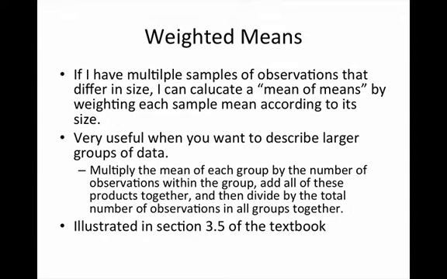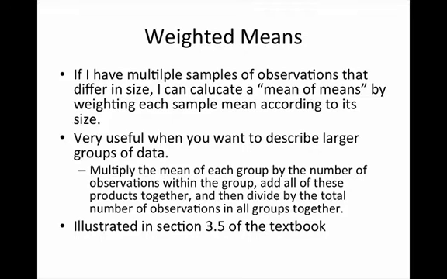Now, we often have multiple samples of observations, and we want to be able to discuss measures of center in these situations as well, but we have to reflect the diversity that is inherent in those different groups. And so the textbook mentions weighted means as a way to accomplish this goal.